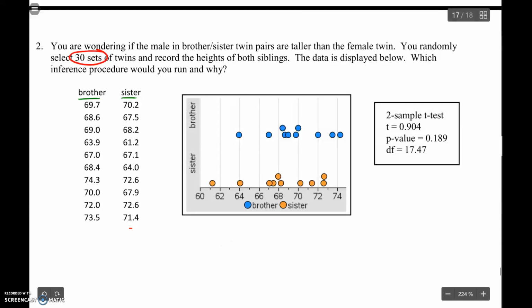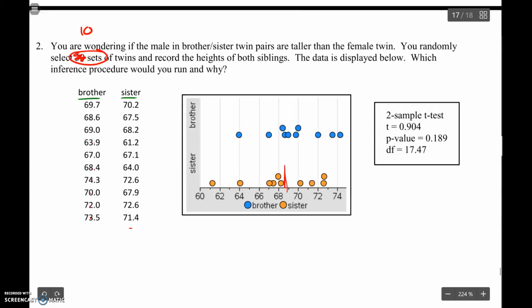This doesn't look like 30. 1, 2, 3, 4, 5, 6, 7, 8, 9, 10. Looks like it's just 10 sets. But it's a single sample though. This isn't two independent samples. So you should not be running a two-sample t-test. In fact, you shouldn't even really be looking at this data like this. Here's the heights of the girls, here's the heights of the boys.